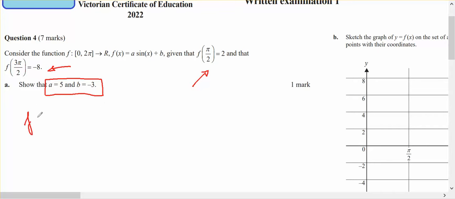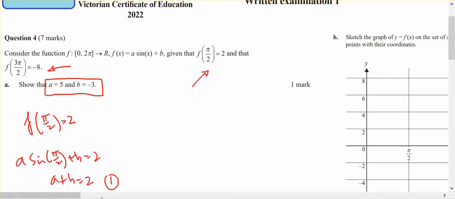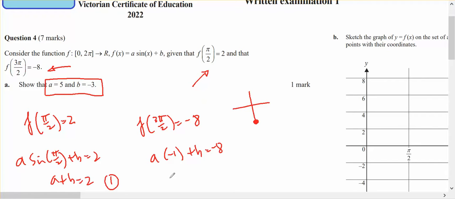So if I know that f of pi on 2 equals 2, that means that A sine of pi on 2 plus b equals 2. Sine of pi on 2 is 1, so a plus b equals 2. That's equation number 1. And f of 3 pi on 2 equals negative 8. Remembering that 3 pi on 2 is down here, so sine will be negative 1. So that's going to be a times negative 1 plus b equals negative 8. Therefore, minus a plus b equals negative 8.